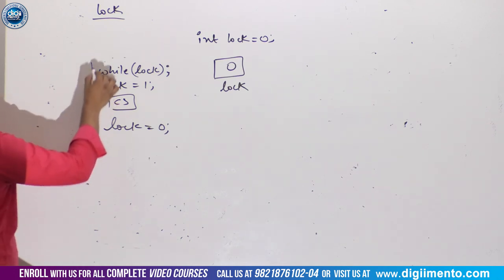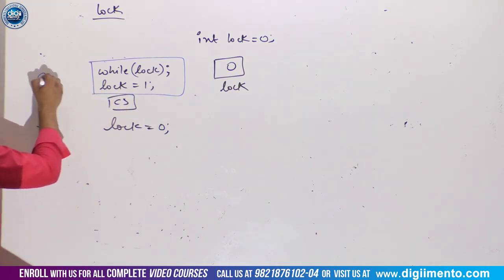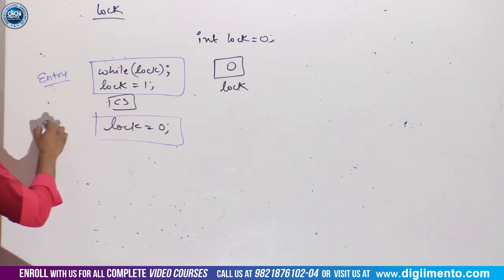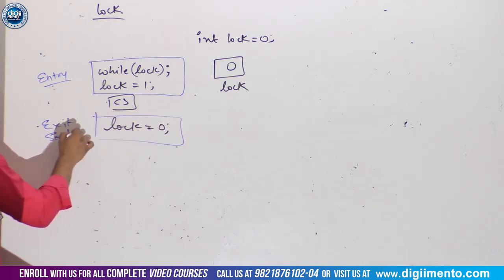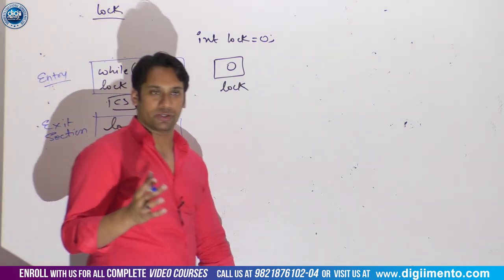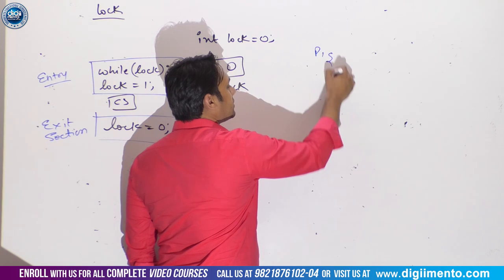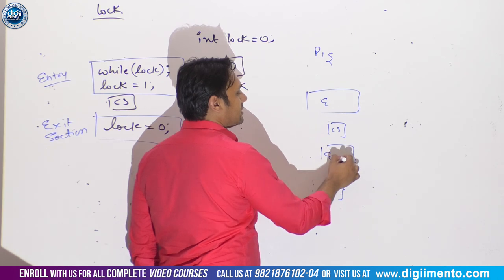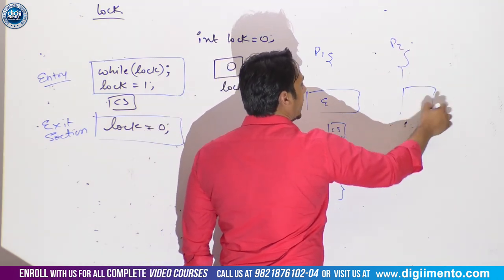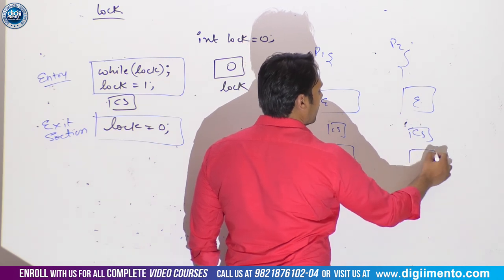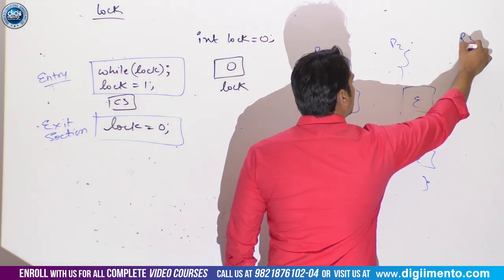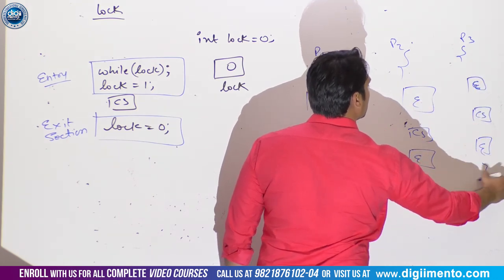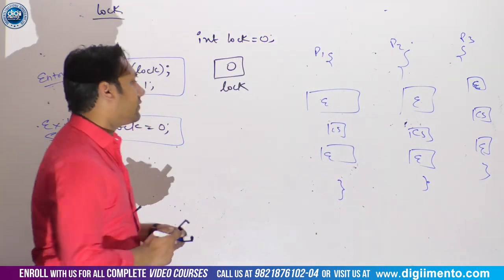Now in this code, this part here is your entry section. This is your critical section, and this part here is your exit section. That is, if you have any process, say a process P1, in this process P1 you can use this entry section, this critical section, and this exit section. In the process P2, you can use this entry section, have this critical section, and also have this exit section. In the process P3, you can have this entry section, a critical section, and then an exit section. So any process that wants to access the critical section has to use this code.